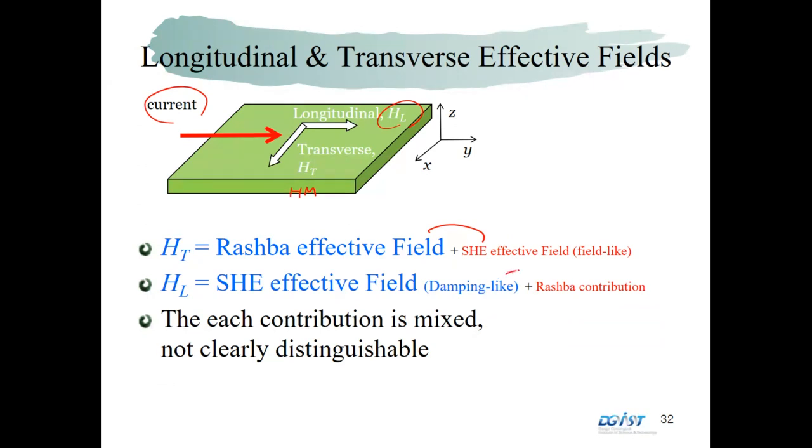But generally, those two terms are not easy to distinguish. When the experimentalists say, we just say the longitudinal term and the transverse term, but we don't know which one came from the Rashba effect or the spin Hall effect. They can always coexist. So usually the contributions are mixed, and it's not easy to distinguish both. But anyway, those two effective fields play a very important role in the domain wall motion.